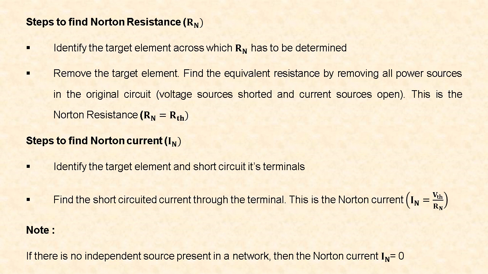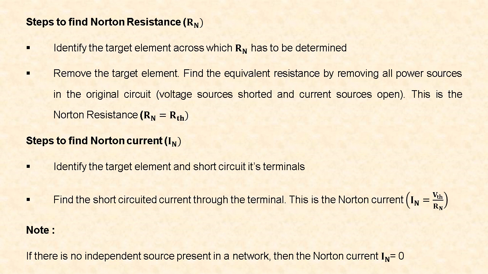Suppose if any internal impedances are given, the sources are replaced by their internal impedances. That is, the voltage source and current source are replaced by their internal impedance. So this equivalent resistance is known as Norton resistance. This Norton resistance is equal to the Thevenin resistance. Both will be same.